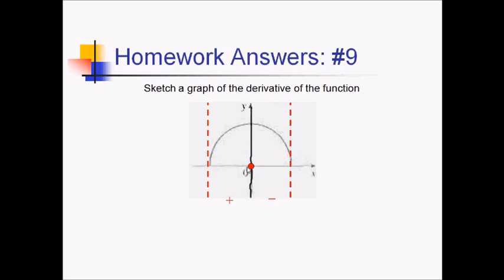So we have to start above the x-axis for the derivative. We have to follow this asymptote right here, and then we're going down, going through this x-intercept, and now we're going into negative land following this other asymptote.